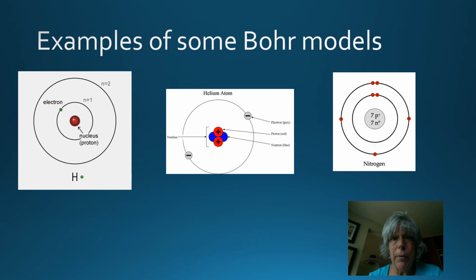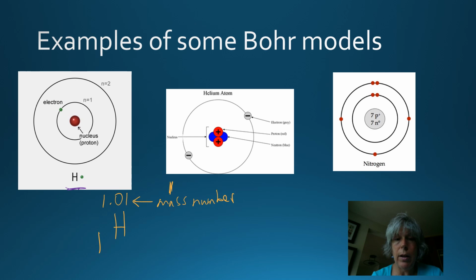Here are some examples of some Bohr models. The first example is hydrogen. Hydrogen has atomic number 1, and it has a mass of about 1.01 atomic mass units. Remember, when we round that to the nearest whole number, it becomes hydrogen's mass number. So hydrogen has a mass number of 1. I'll take that arrow out because this is the atomic mass.